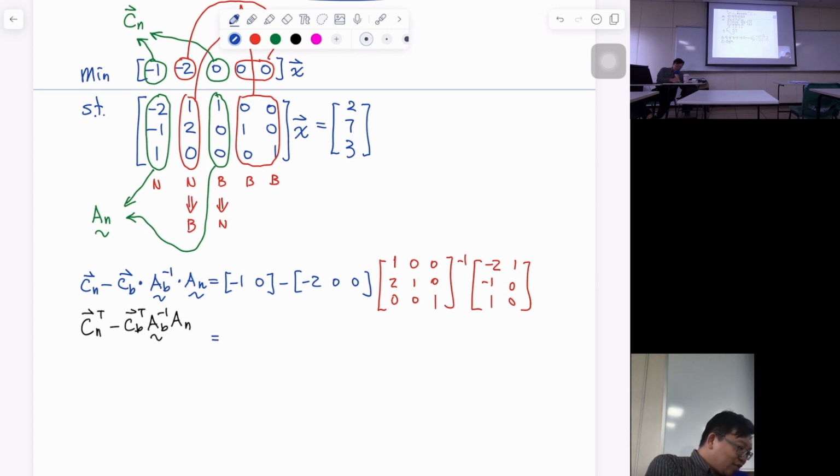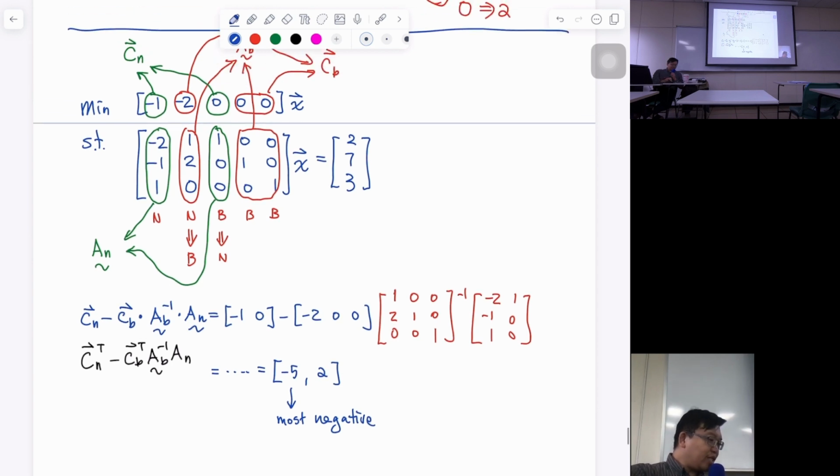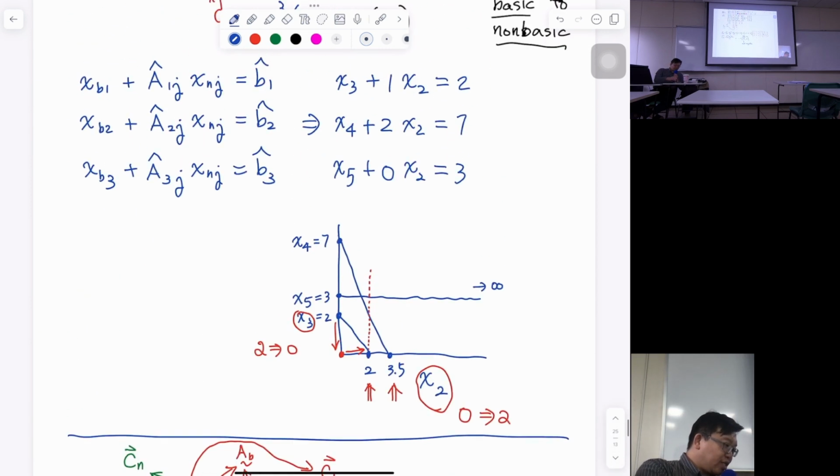So at the end, you can get negative 5 and 2. So this is the most negative one. And what are they representing? They are representing the two non-basic variables, which are x1 and x3. So x1 is chosen. Next, ratio test.